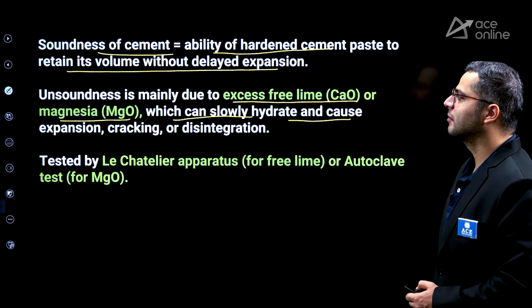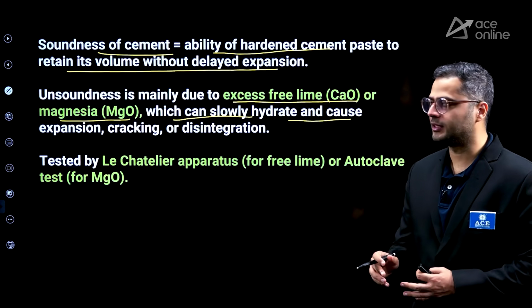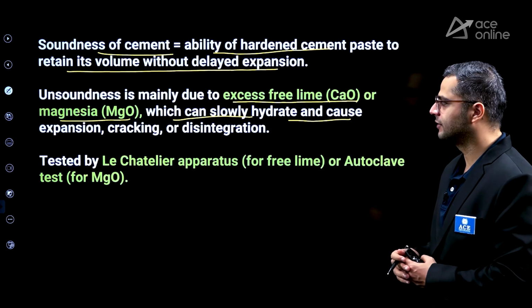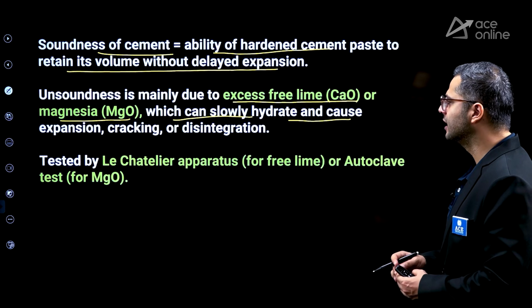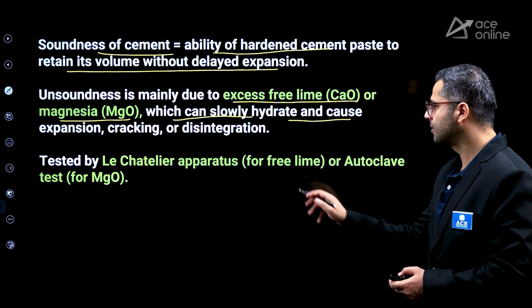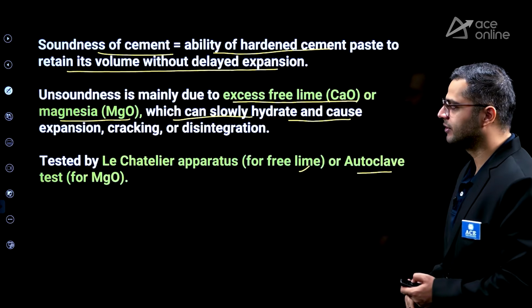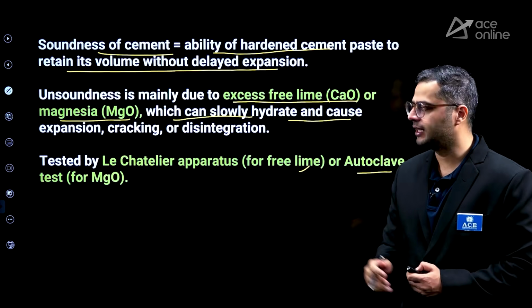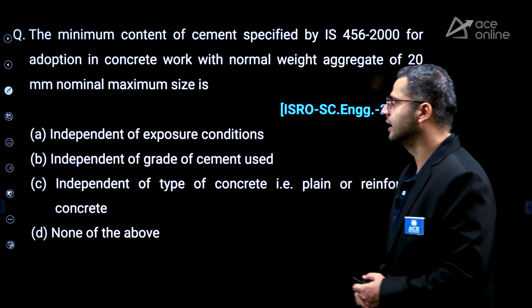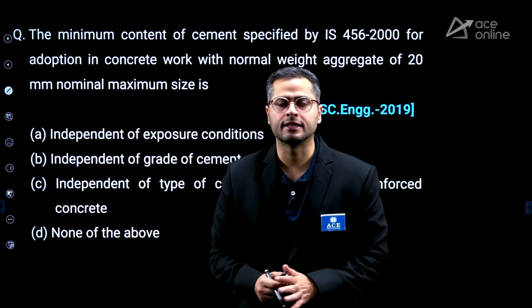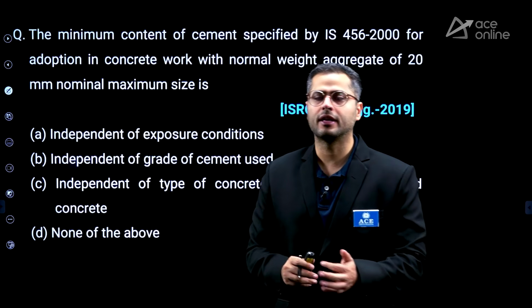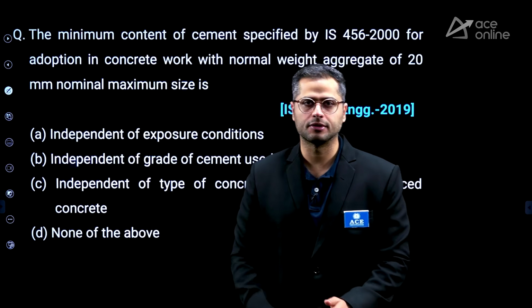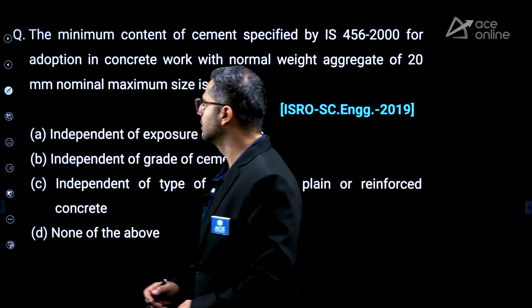So we have to keep it in mind that it has to be measured. So in previous questions also we have seen this. It is generally tested by Le Chatelier's apparatus for free lime and autoclave test for magnesia, right? In the previous questions also we have seen. And you would also see one more thing is that in questions of building materials, a lot of questions have been repeated also, right? Okay.